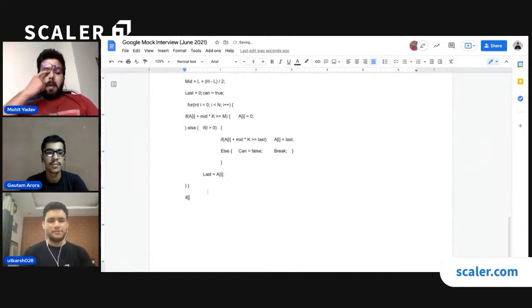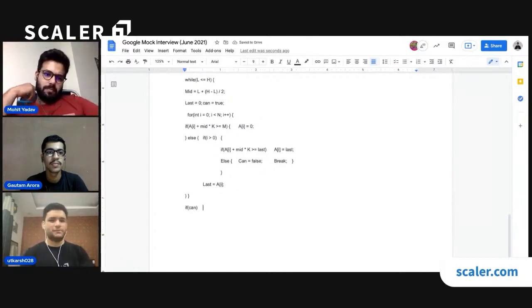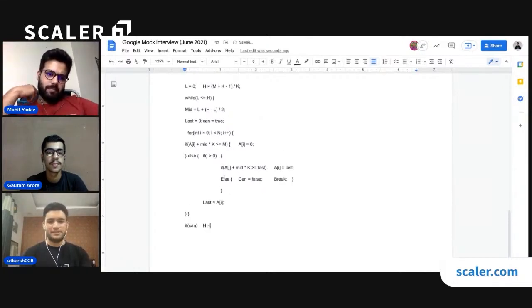For loop complete होने के बाद we'll check if we are able to make it. Then we'll try to reuse the answer. So since we have to find minimum answer, we'll try to make h is equals to mid minus 1. Else we'll try to make L is equals to mid plus 1.